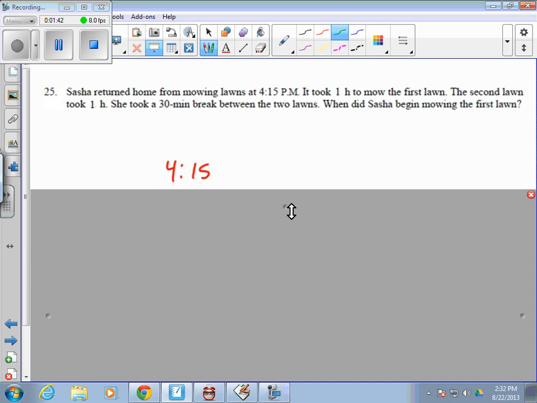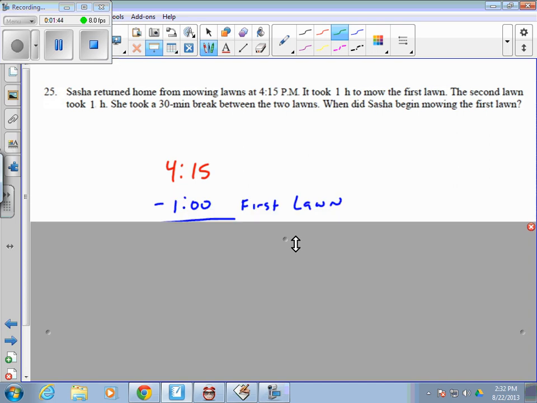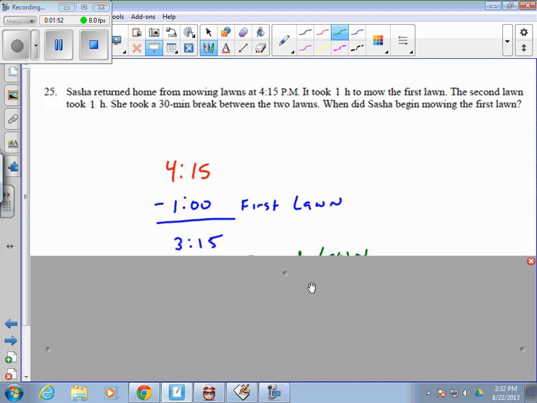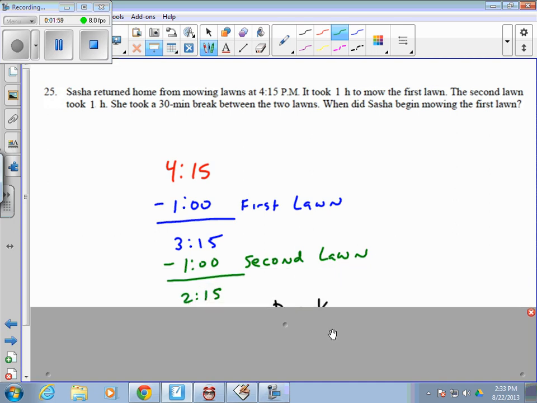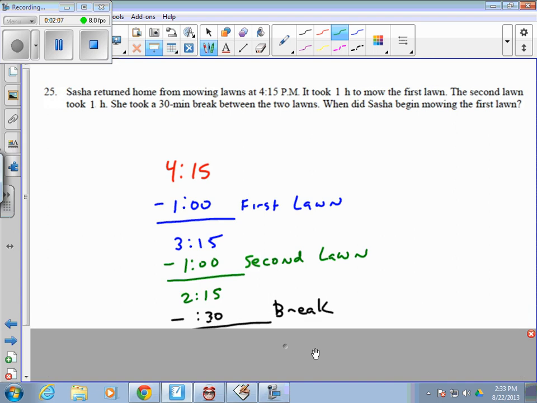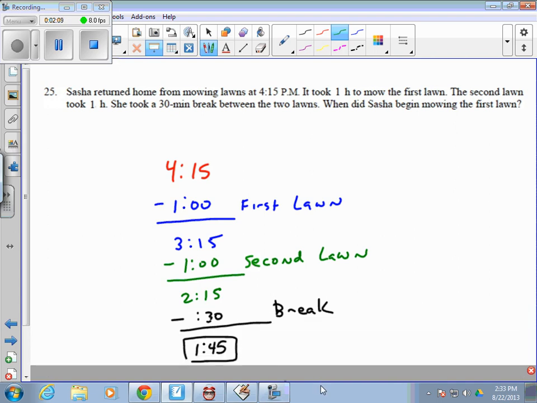At 4:15 is when she got home. Let's say it took 1 hour to mow the first lawn. And again, it's written backwards because this would have been her second lawn, but it's not going to make a difference. Watch and see. That leaves us at 3:15. Again, the second lawn took another hour. That leaves us at 2:15. She took a break in between, but again, the order is not going to make a difference. It's not going to prove a problem for us right here. Then she took a 30-minute break, so she began mowing her first lawn at 1:45.